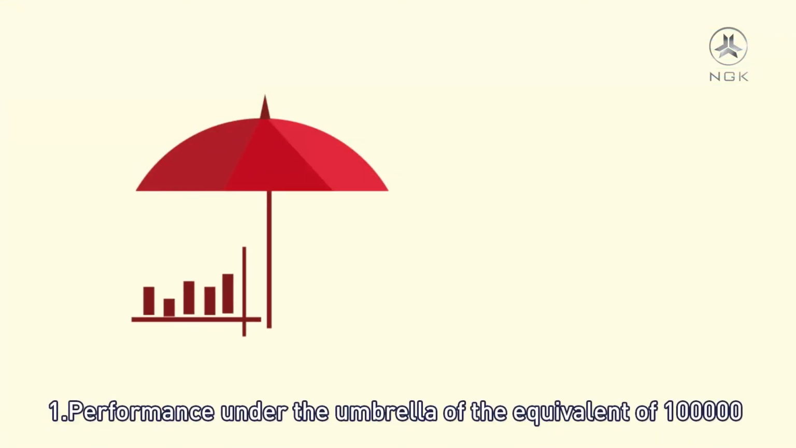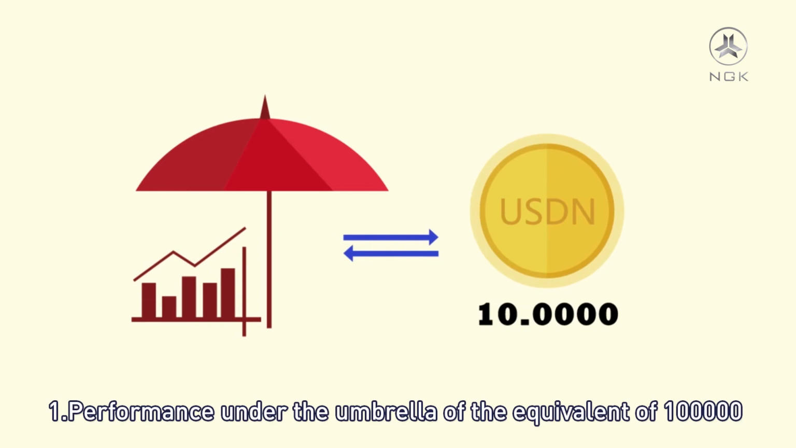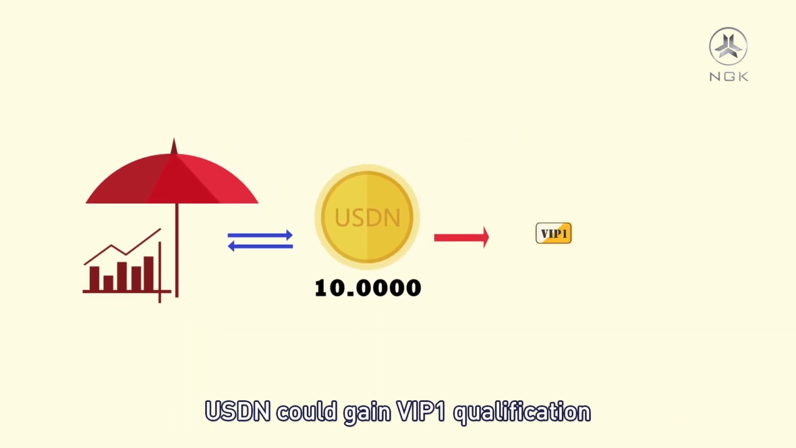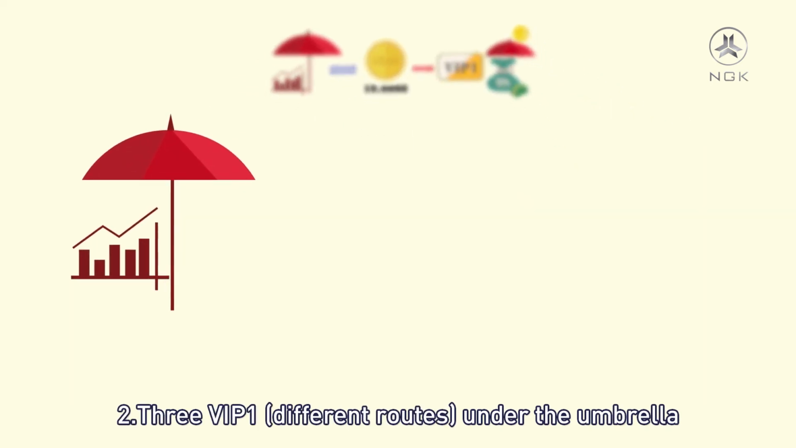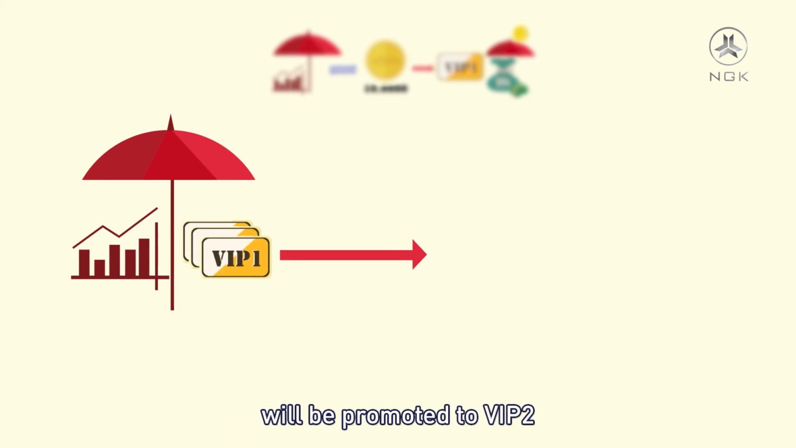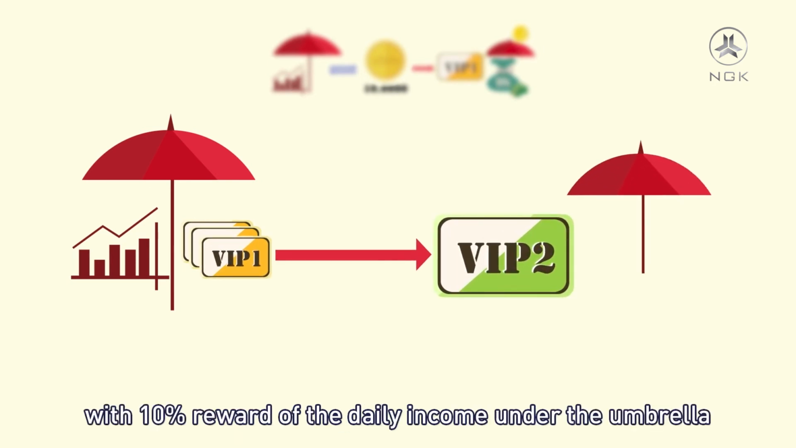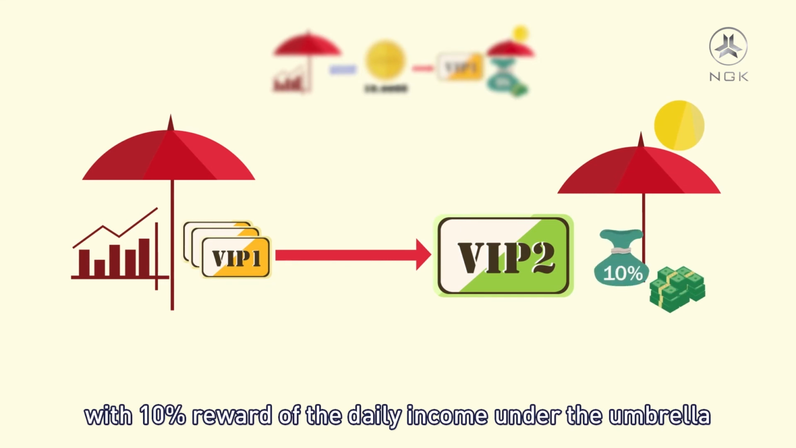3. Community incentives. 1. Performance under the umbrella of the equivalent of 100,000 USDN could gain VIP 1 qualification, with a reward of 5% of the daily income under the umbrella. 2. 3 VIP 1 different routes under the umbrella will be promoted to VIP 2 with 10% reward of the daily income under the umbrella.